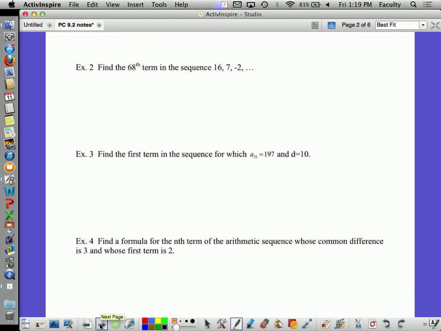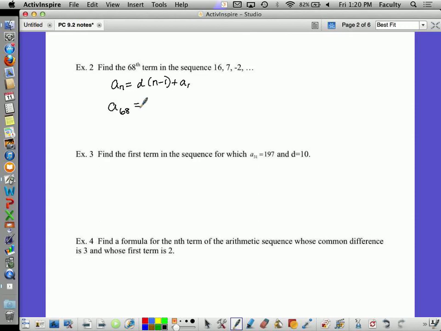All right, so here we go. Example 2. You'll find this stuff's pretty straightforward. It says find the 68th term in this sequence. So I'm going to write down DNA. So it's a sub n equals d times the quantity n minus 1 plus a sub 1. And write the formula out every time. When you write it about 10 times in the notes, 10 times in the homework, you've got it memorized. No worries. So if I want to find the 68th term, a sub 68 represents the 68th term.